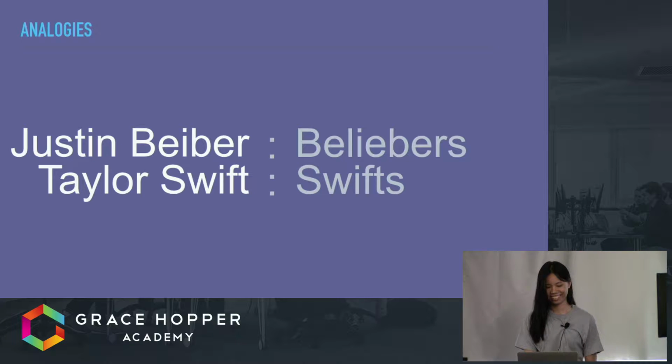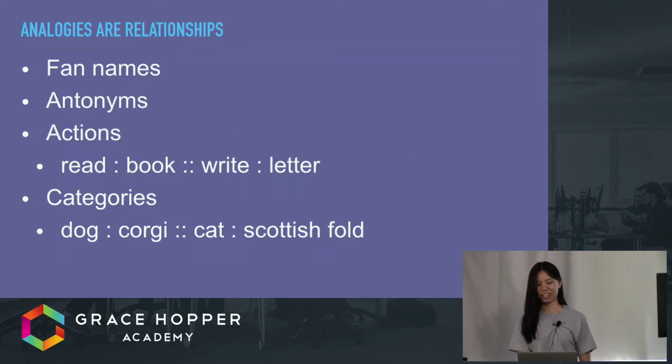Okay. Nope, this is wrong. It's supposed to be Swifties. But my point is that analogies show relationships between words. Believers and Swifties are fan names of their respective celebrity. And grandiloquent to simple, that was in the first analogy, grandiloquent is a fancy word for fancy, so they're opposites. And I'm sure you can think of a lot of other analogies like actions or categories.